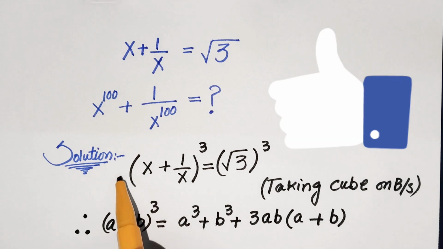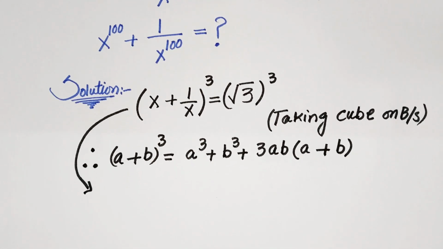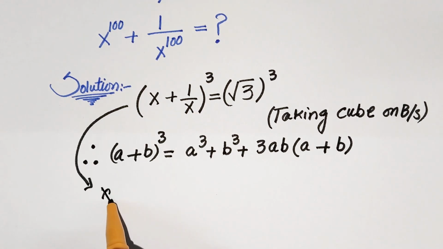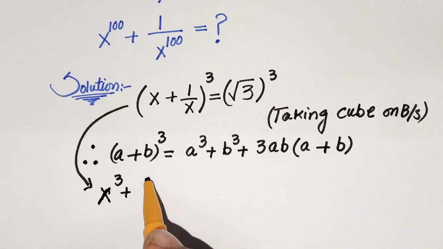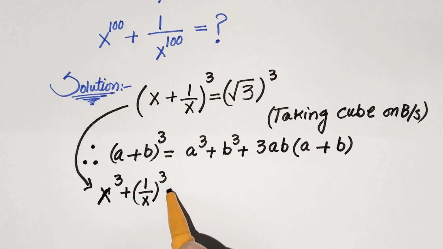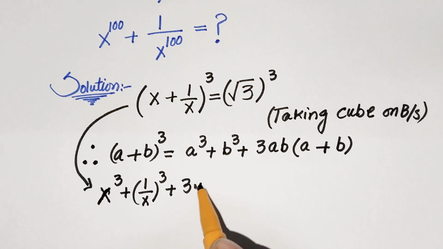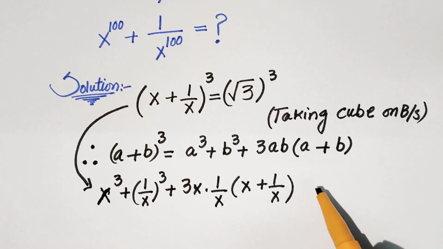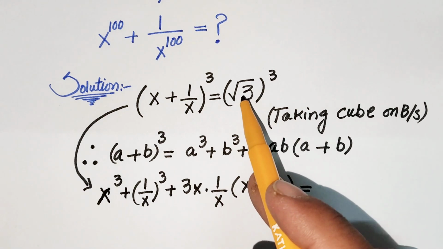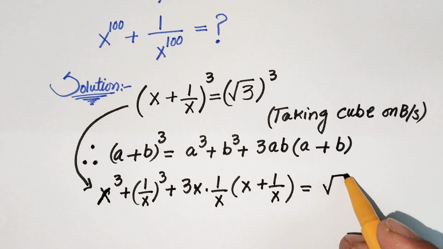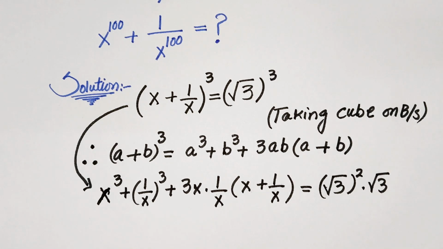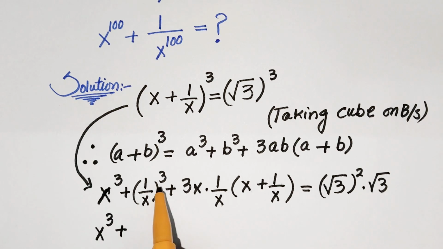So now our next step will be writing this one. Then we have it is our a and it is b, so taking cube, then we get x cubed plus 1 over x whole cubed plus 3 times a, here it is x, times 1 over x times x plus 1 over x, which is equal to square root of 3 whole cube, like square root of 3 whole squared times square root of 3 whole raised to power 1, which is also equal to square root of 3 whole cube.